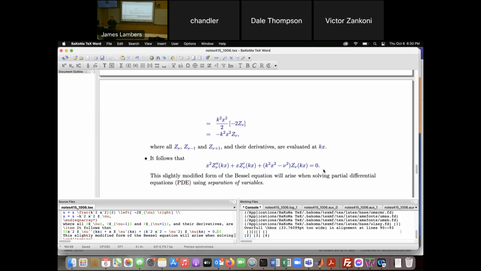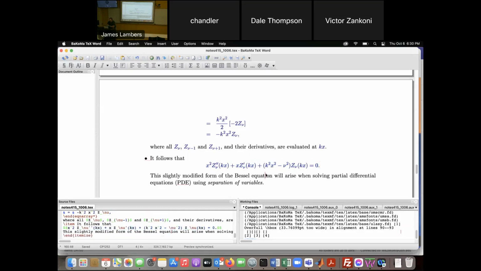So one of the ODEs that you separate this PDE into ends up being exactly this. So your solution involves a Bessel function. You just have to select the right argument. It's kr, the value of k.